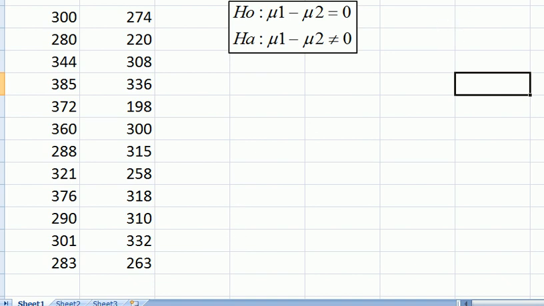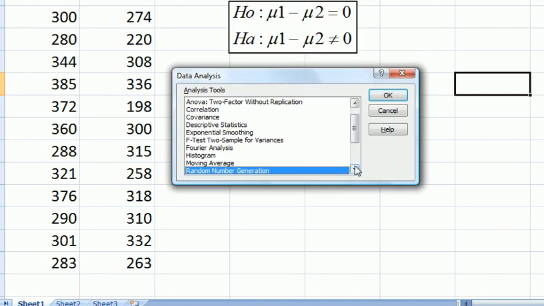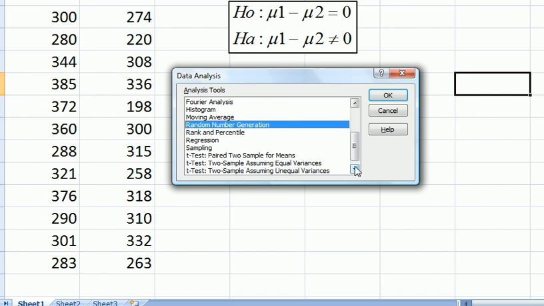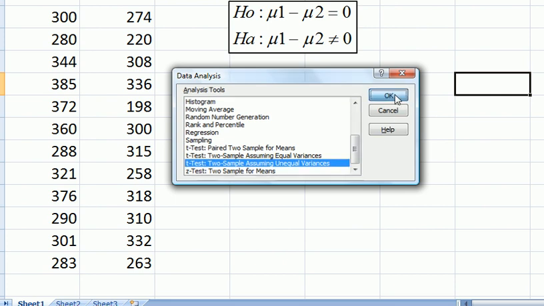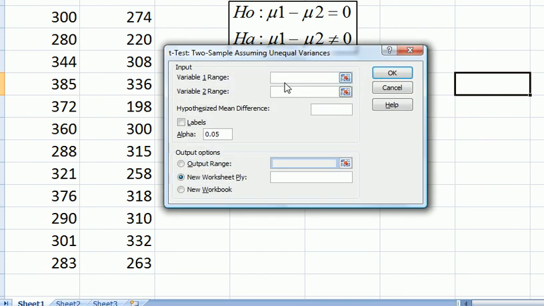We use Excel, go to Data Analysis, and then look down for t-tests. We're assuming unequal variances because we don't know any better, so we might as well assume the worst case. Click on that. OK. Now it's asking us for the variable one range. So we type in A4:A15.